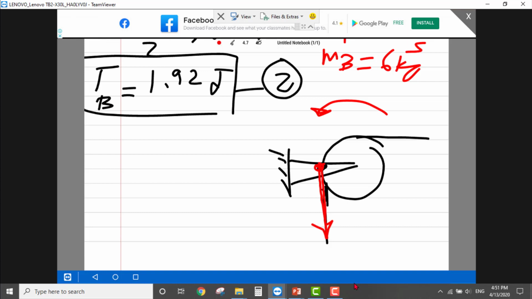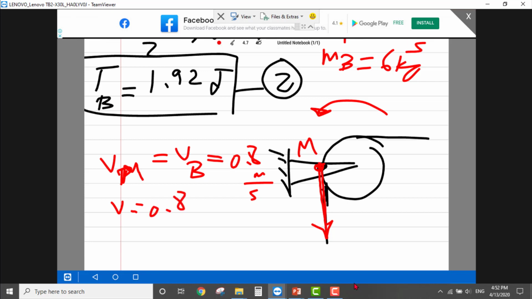So if I name this point as, let me name it M, for example, this point. So velocity M must equal velocity of block B, and this is equal to 0.8 meter per second. Okay. Now, if I know this, I can proceed and say this velocity, which is equal to 0.8, must equal to omega multiplied by radius.